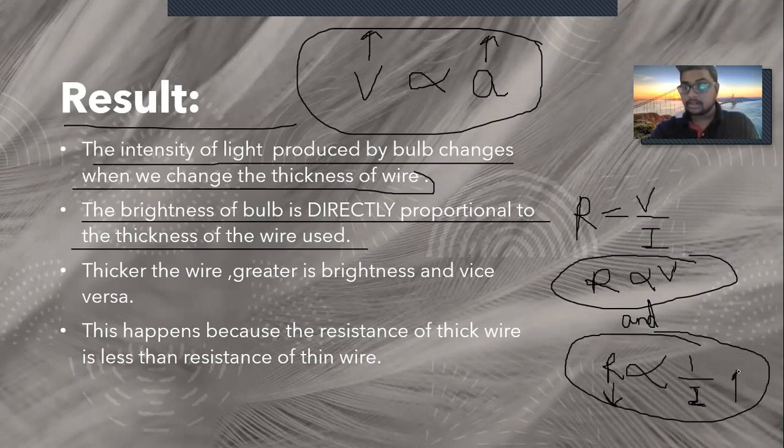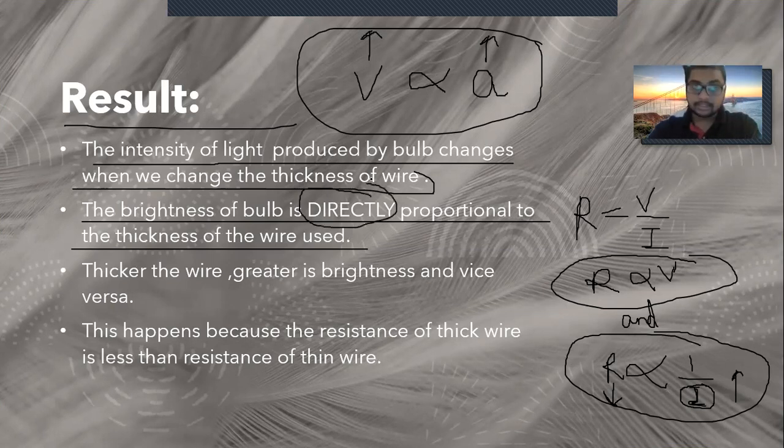Okay, when I increases, resistance decreases. Whatever it is, if the two values in which one is increasing and one is decreasing, that is called inversely proportional. Okay, right now here we have directly proportionality.